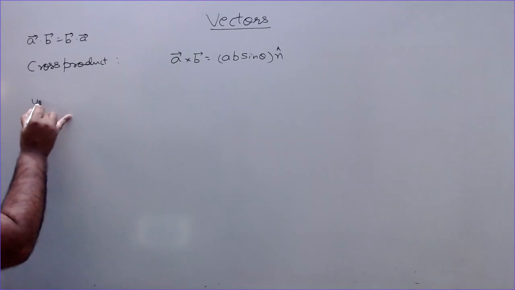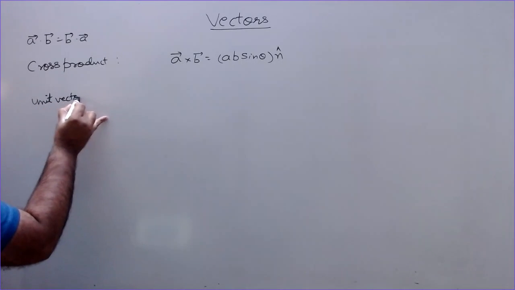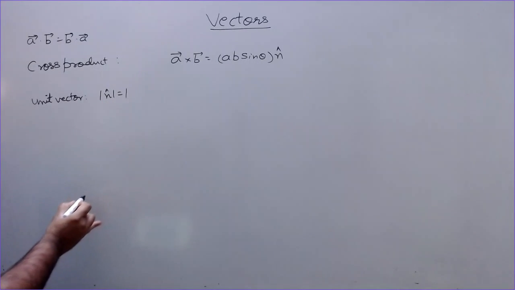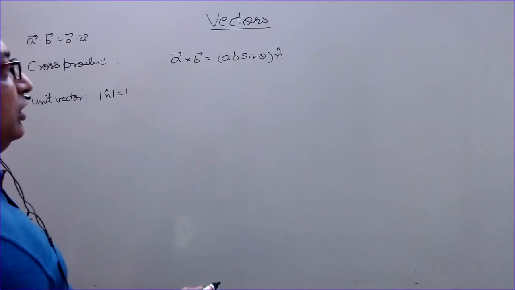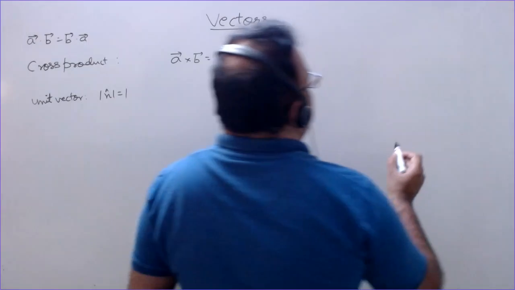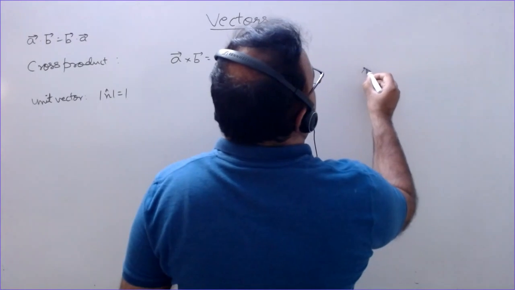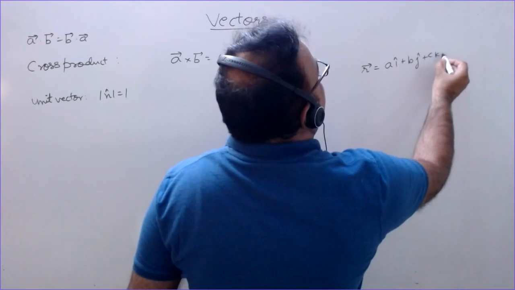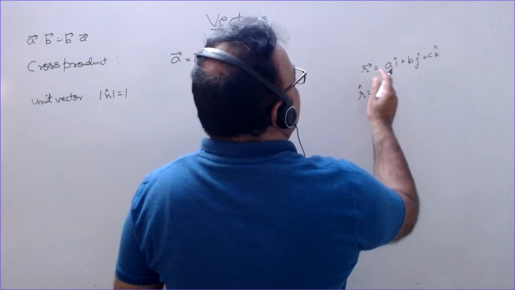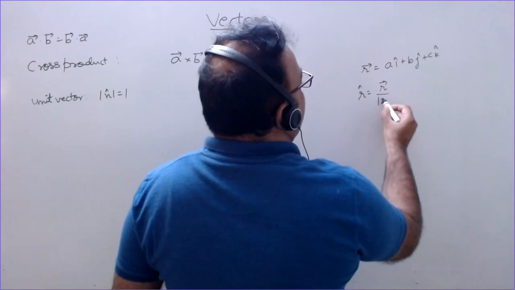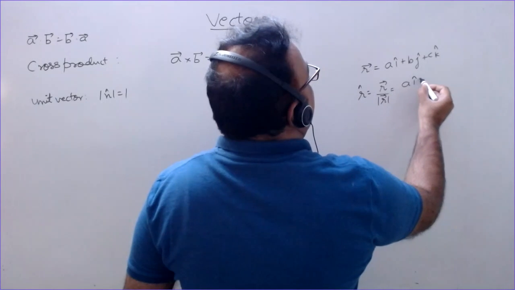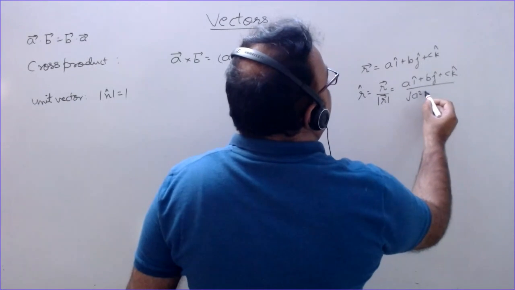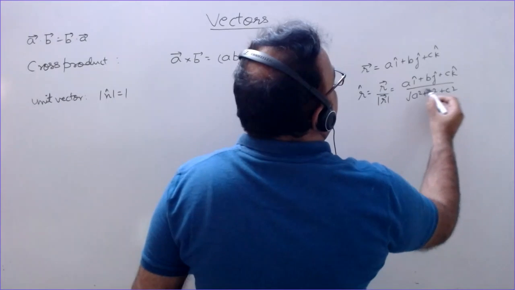What is a unit vector? A unit vector is a vector having magnitude 1 in any direction, so magnitude of n is equal to 1. So if you want to convert a vector into a unit vector, or find a unit vector in the direction of a vector, suppose I have r equal to ai plus bj plus ck. A unit vector in this direction is given by vector r by magnitude of r, so ai plus bj plus ck by under root of a square plus b square plus c square.